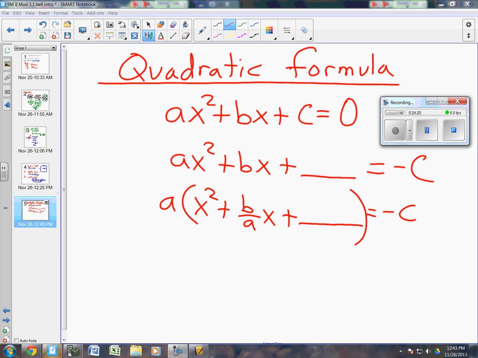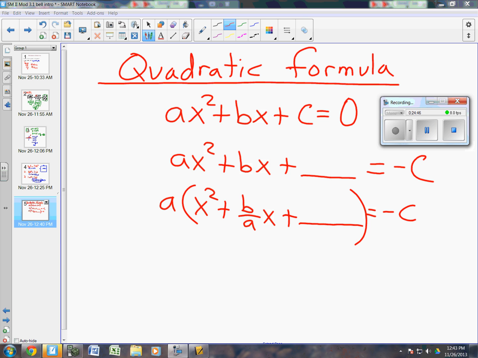We got that step down? We factored an a out. Now I have to come up with the number that makes this a perfect square. Do you remember how we did that? What did we do to this term? I didn't flip it. I took half of it, didn't I?